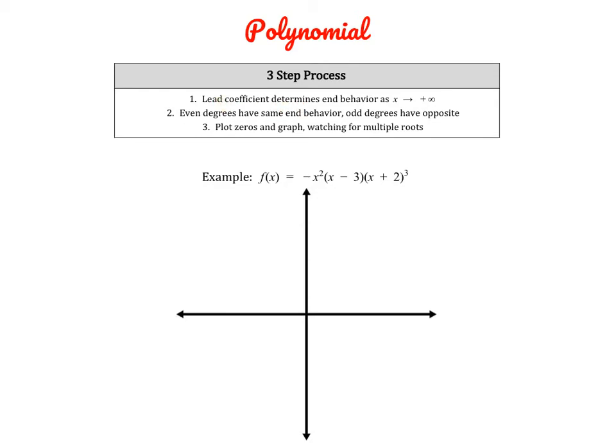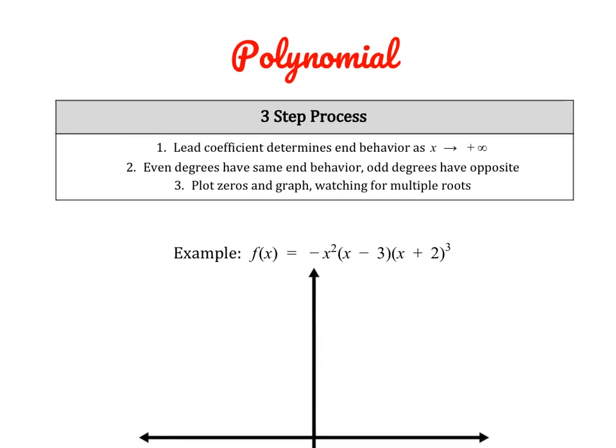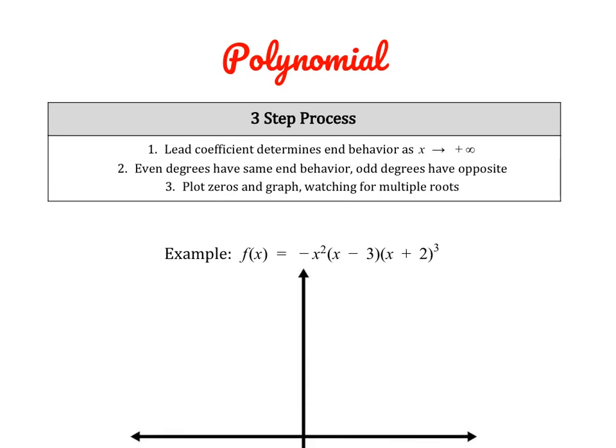The first thing you need to do is look at the lead coefficient, which will tell you the end behavior of your graph as x approaches positive infinity. So if your lead coefficient is positive, your graph will go up when you're moving to the right. And if your lead coefficient is negative, your graph will go down. So once you know what's happening on the right side of your graph, you can look at the degree of your function to determine what's happening on the other side. So if your function has an even degree, it's going to have the same end behavior, and if it has an odd degree, it will have opposite end behavior.